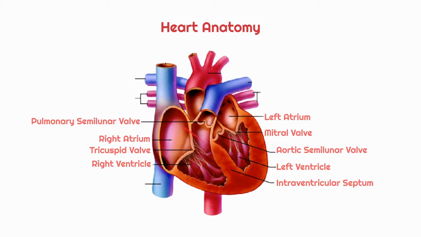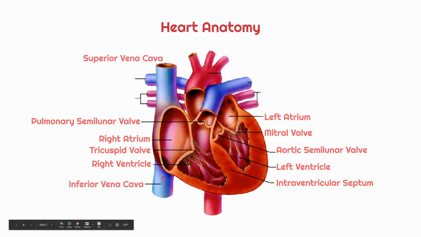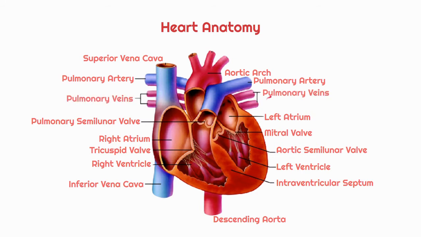The large blue veins going into the heart are the superior and the inferior vena cavas. The curved artery at the top of the heart is the aorta or aortic arch, which feeds into the brachiocephalic artery, the left common carotid artery, and the left subclavian artery, and then descends behind the heart to make the descending aorta. The pulmonary arteries go to the lungs, and the pulmonary veins come from the lungs back to the heart.